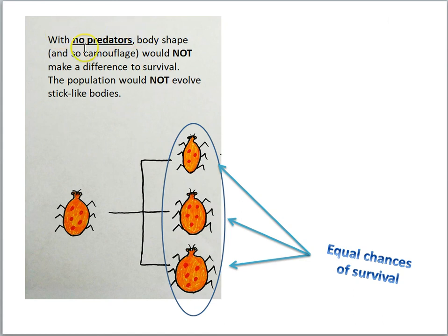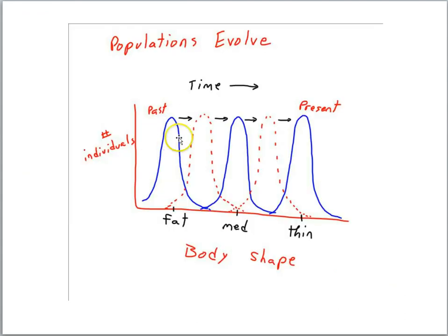Now, if there were no predators, body shape, so the camouflage, would not make a difference to survival. The population would not evolve stick-like bodies. So again, if there were no predators, it wouldn't matter what your body shape was. You could reproduce and have offspring. So there would be an equal chance of survival here if we're just restricting our view to the action of predators. So again, if there's no predators, you're not going to be getting this shift in the curve over time.